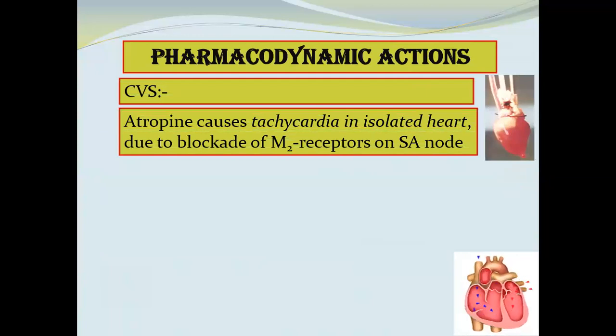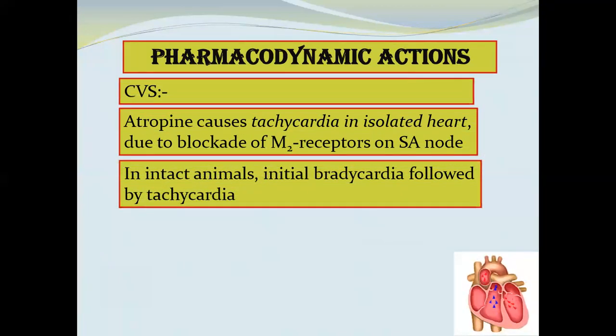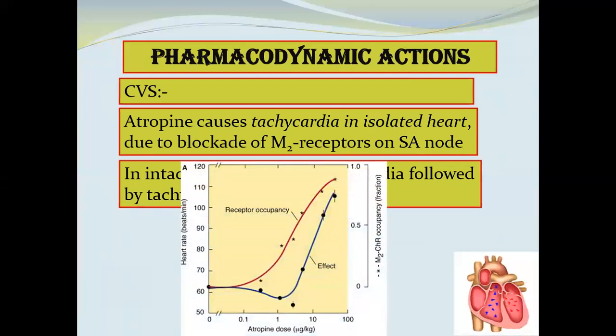In the cardiovascular system, atropine can cause tachycardia in an isolated heart due to blockage of muscarinic 2 receptors on the sinoatrial node. In intact animals, there is initial bradycardia followed by tachycardia. You can see the atropine receptors and the effect, how they behave in the muscarinic system. You know that muscarinic 2 is the one at the sinoatrial node.